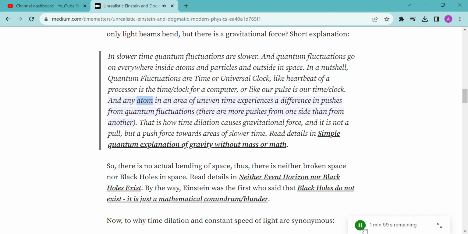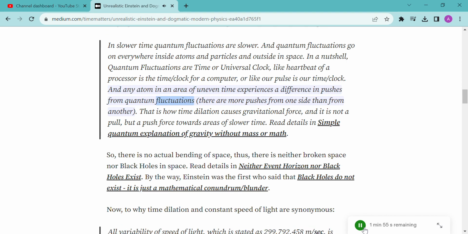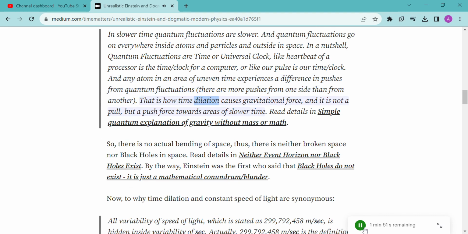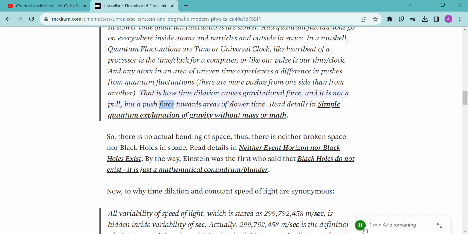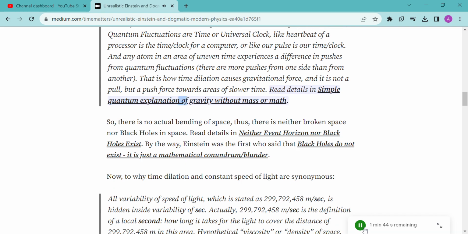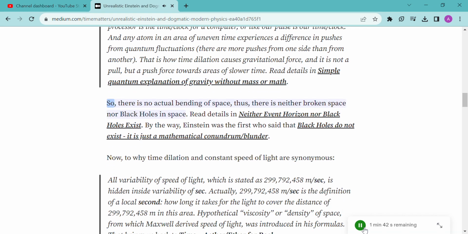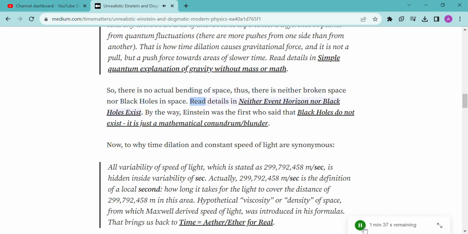And any atom in an area of uneven time experiences a difference in pushes from quantum fluctuations. There are more pushes from one side than from another. That is how time dilation causes gravitational force, and it is not a pull, but a push force towards areas of slower time. Read details in "Simple quantum explanation of gravity without mass or math." So, there is no actual bending of space, thus there is neither broken space nor black holes in space. Read details in "Neither event horizon nor black holes exist."